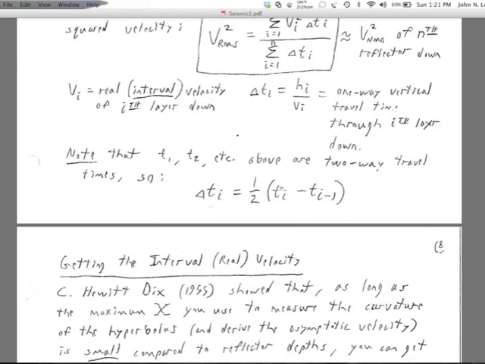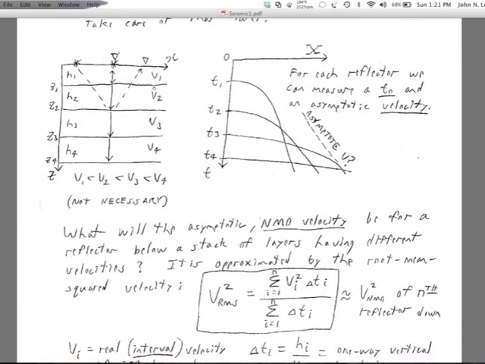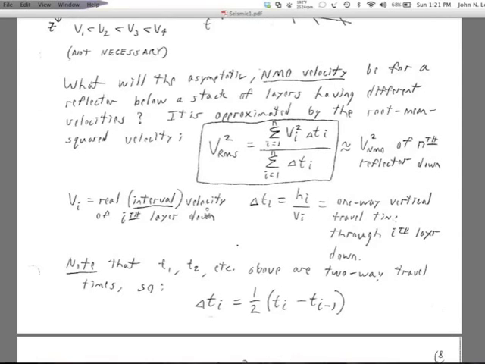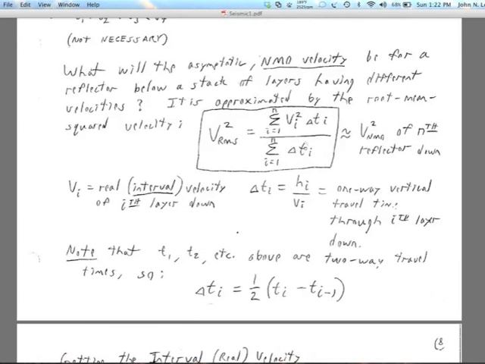So if we want delta T two, we take the difference between T2 and T1, that is, T for reflection I minus T for reflection I minus one. We get that difference, and then we divide it by 2, so that makes it a one-way instead of a two-way time. That gives us delta t sub I. So if you're given a stack of velocities and thicknesses, you can calculate the delta t sub I's, and then you can calculate the Vrms to each of the reflections in turn. These are observables, and it's really just simple geometry that we use to understand them.